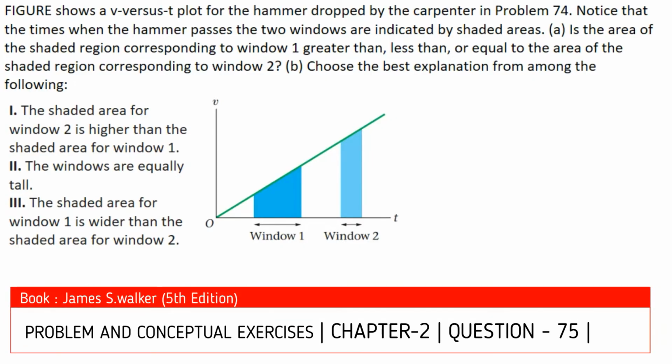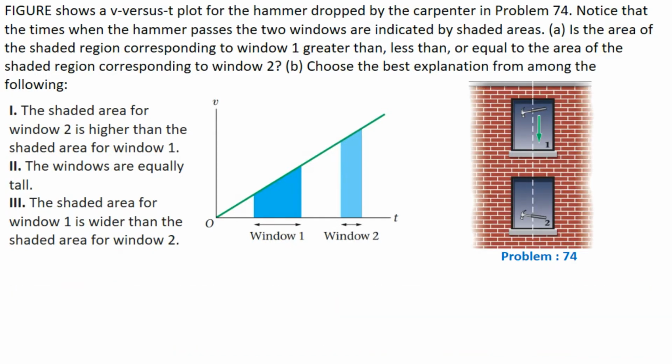So to solve this question, we first have to refer to problem number 74. This is the figure for problem 74, and here a carpenter accidentally drops her hammer and the hammer passes two windows of equal heights, as you can see in this figure. Now in this question we are given this v-t graph for the hammer dropped by the carpenter. We notice that the times when the hammer passes the two windows are indicated by the shaded regions. This one is for window 2 and this is for window 1.